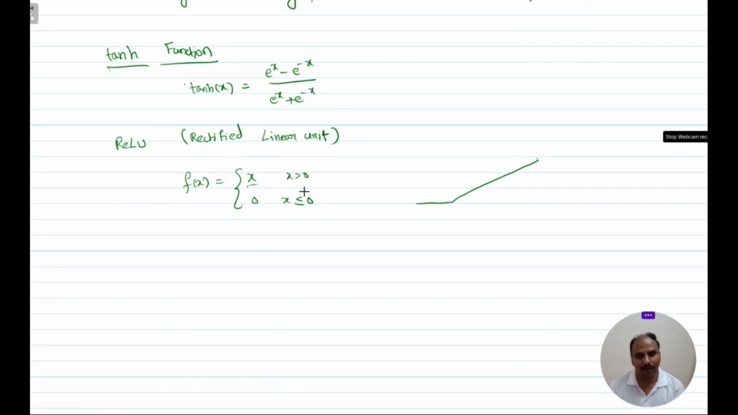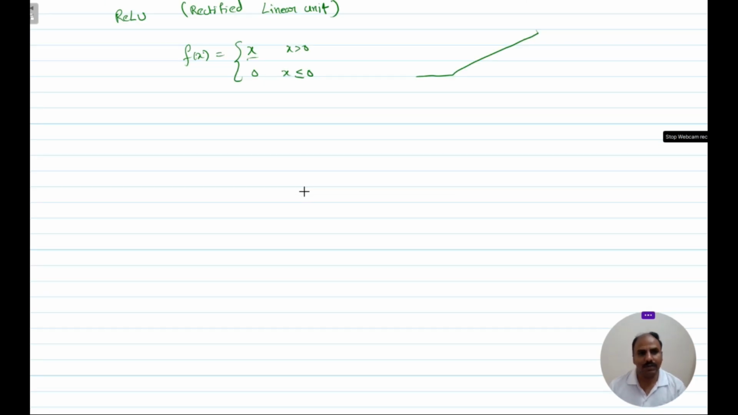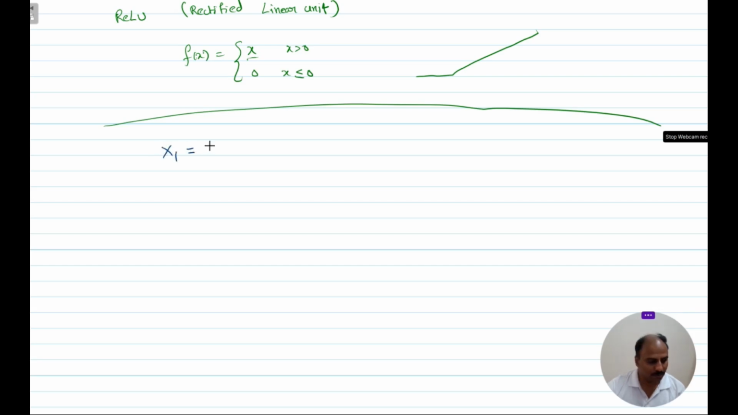So let us go with one problem. Here they have given two inputs, x1 is equal to 1 and x2 is minus 2, and the associated weights also. W1 is equal to 0.5 and W2 is equal to 1, and the bias is 0.5. They are asking us to implement this single perceptron neuron with the 5 activation functions.